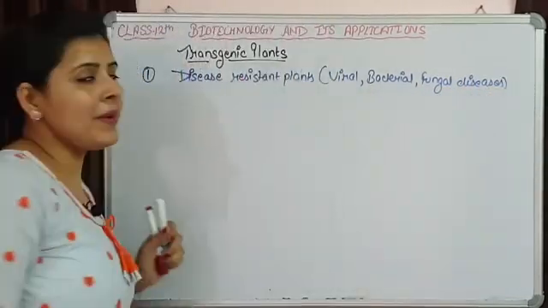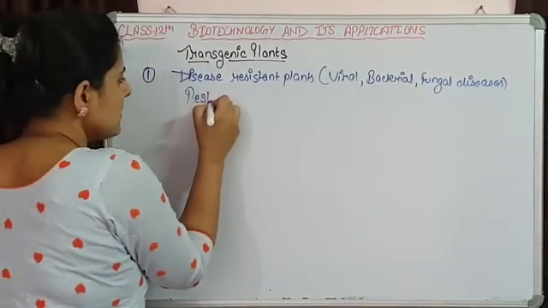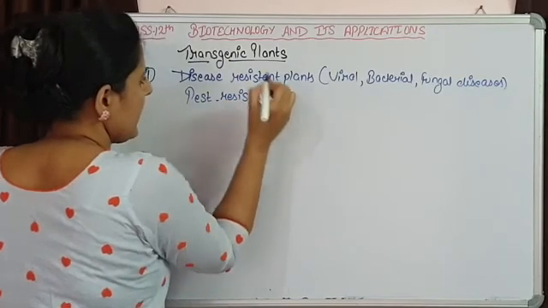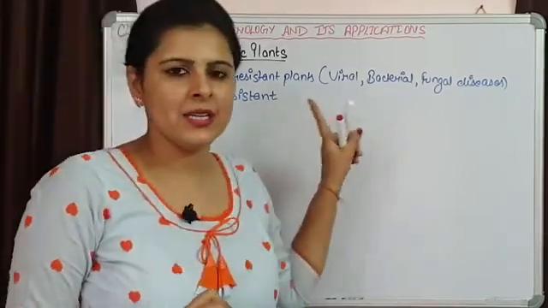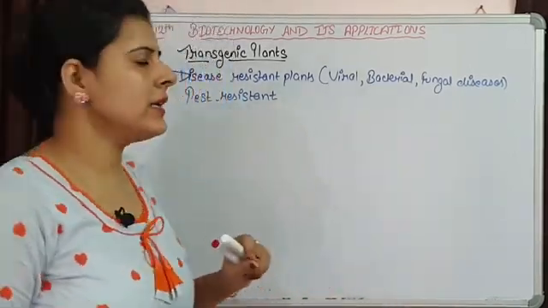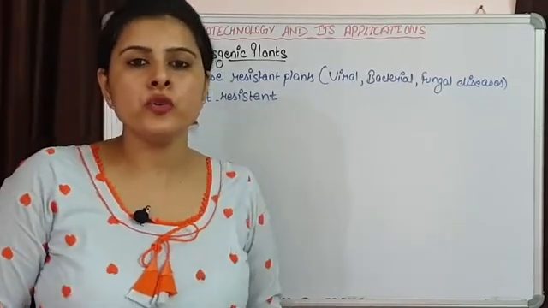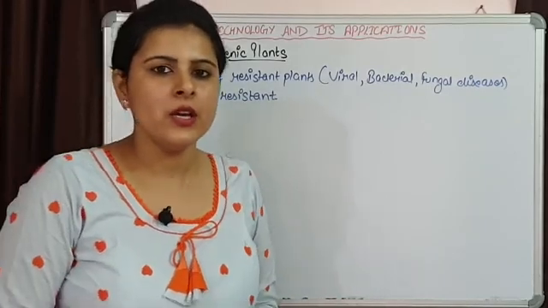These plants can be made resistant to pests also, so they can be made pest resistant. So plants can be modified this way. Another thing is, these transgenic plants can also be used for the production of various pharmaceutical agents.